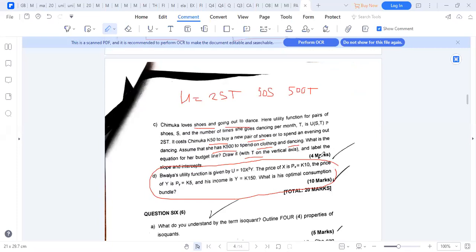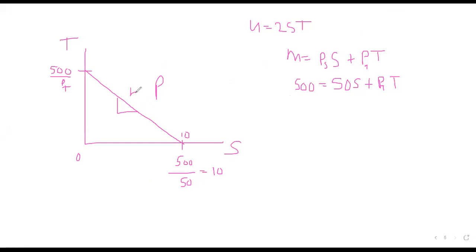So label the slope and the intercepts. So 4 marks. We know the slope is equal to the price of X. Our X this time is our S here. And price of time for dancing. So 10 over, what was the price of shoes? 50 over the price for partying, PT. So this is a function that cannot give you an absolute figure.